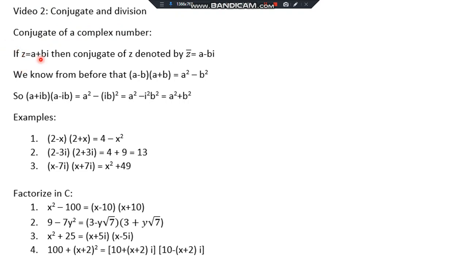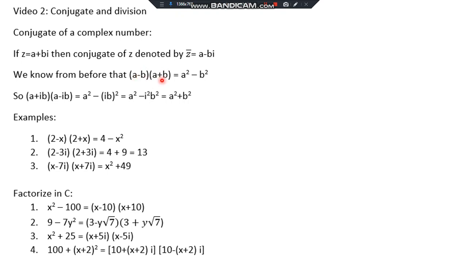What is the conjugate of a complex number? If z equals a plus ib, the conjugate is a minus ib. You keep the real part as it is, but put the opposite sign on the imaginary part. If you have plus b, you get minus b. It is denoted by a bar, z bar. The conjugate of a minus ib is a plus ib, and the conjugate of a plus ib is a minus ib.